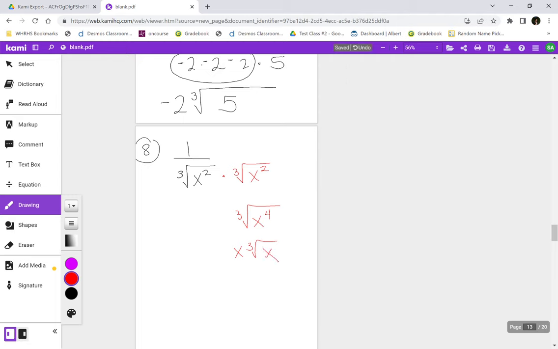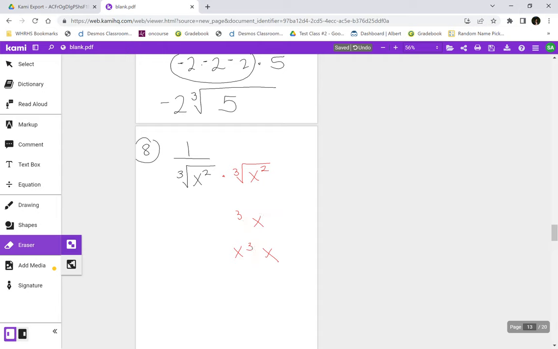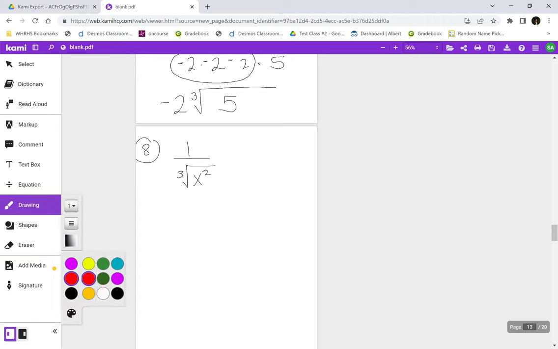Still a radical, right? So now what we're going to do in order to rationalize is look at the index. My index is 3, right? That means I need a group of 3. I already have how many x's under here? 2. How many more would I need to make a group of 3? 1 more. So I'm not going to multiply it by itself. I'm going to multiply by whatever it takes to make a group. So that means I'm going to multiply by the cubed root of x times the cubed root of x.